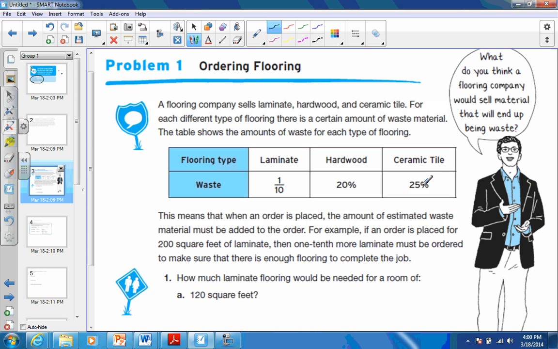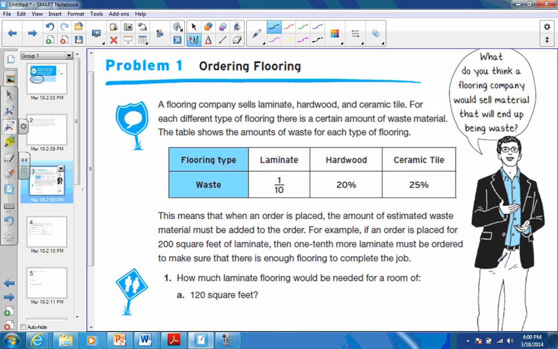So this means that when an order is placed, the amount of estimated waste material must be added to the order. For example, if an order is placed for 200 square feet of laminate, then 1/10 more laminate must be ordered to make sure there's enough flooring to complete the job. So say you've estimated it's going to take 200 square feet of laminate. You want to add on 1/10 of that just to make sure you have plenty because of the excess waste that you're going to have to get rid of.